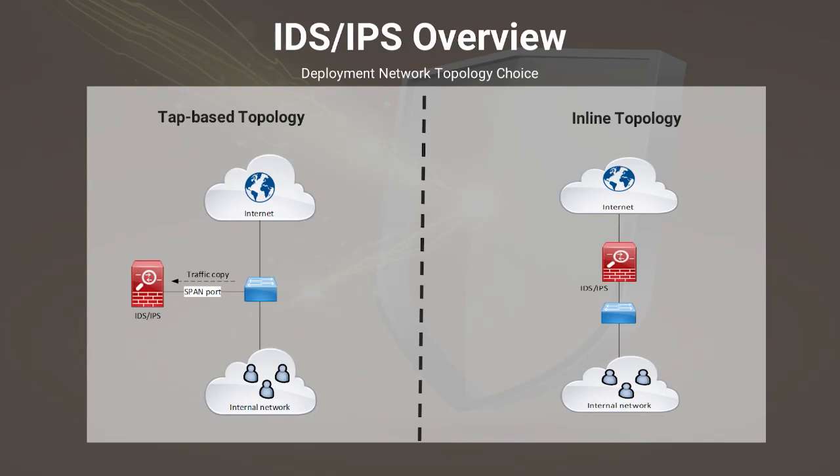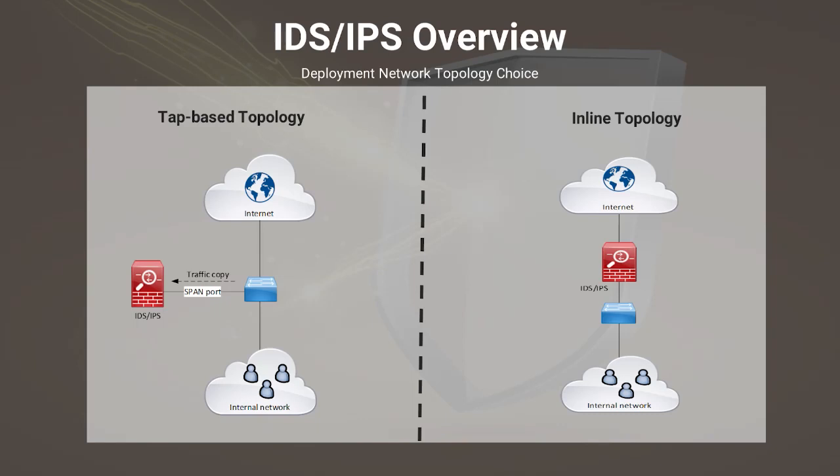As for topologies, you basically have two choices. You can either use the tap mode. This is on the left. In tap mode, we have traffic flowing normally, in this example, through a switch or a router. And this switch just uses the SPAN, switch port analyzer, functionality to redirect a copy of the traffic to an IDS box. And this IDS IPS box will then detect attacks.